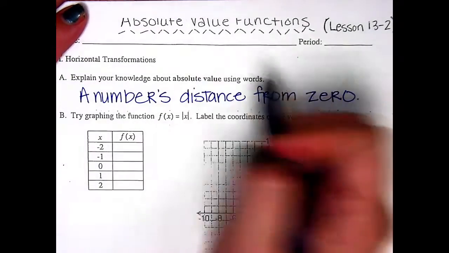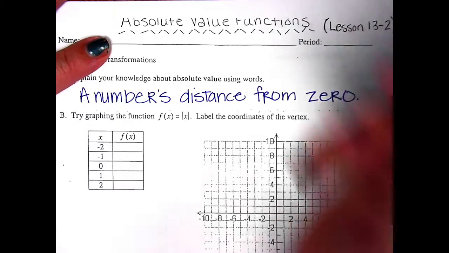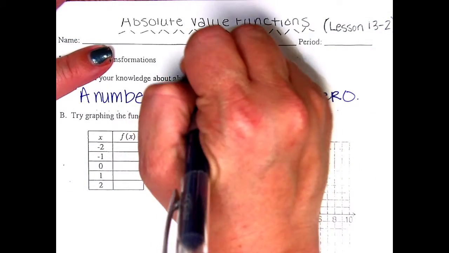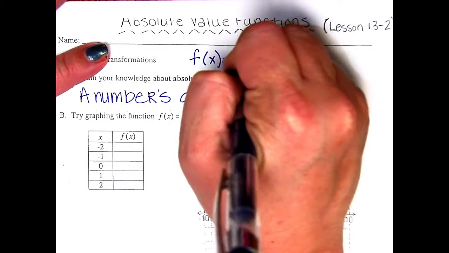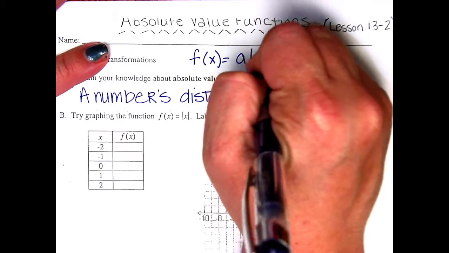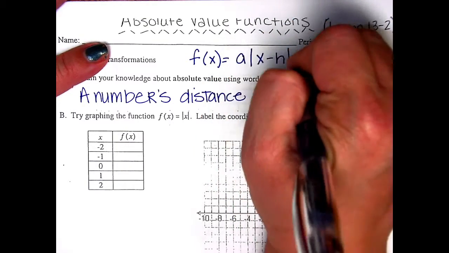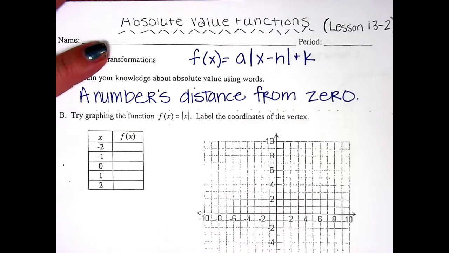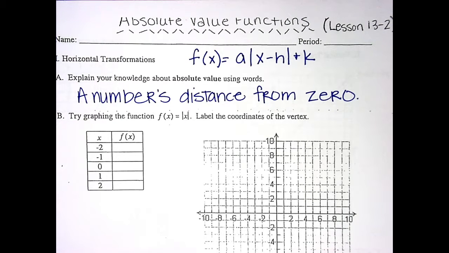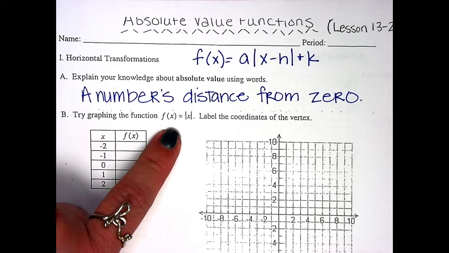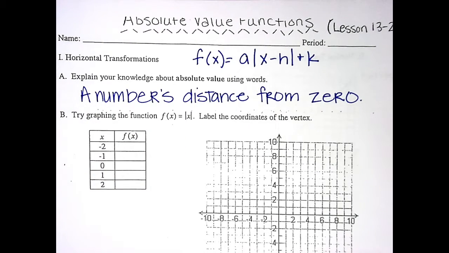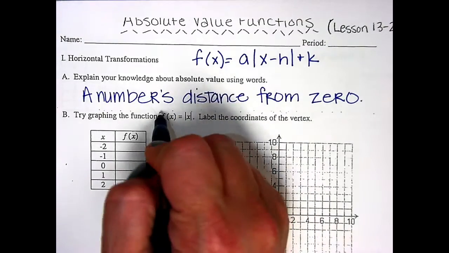So today with any transformations with absolute value, we're dealing with the equation f of x equals a times the absolute value of x minus h plus k. If you remember back from when we did linear transformations, it looked a lot like this, but we didn't have the absolute value bars. We had parentheses. So the first thing says try graphing the function f of x equals the absolute value of x. Label the coordinates of the vertex.